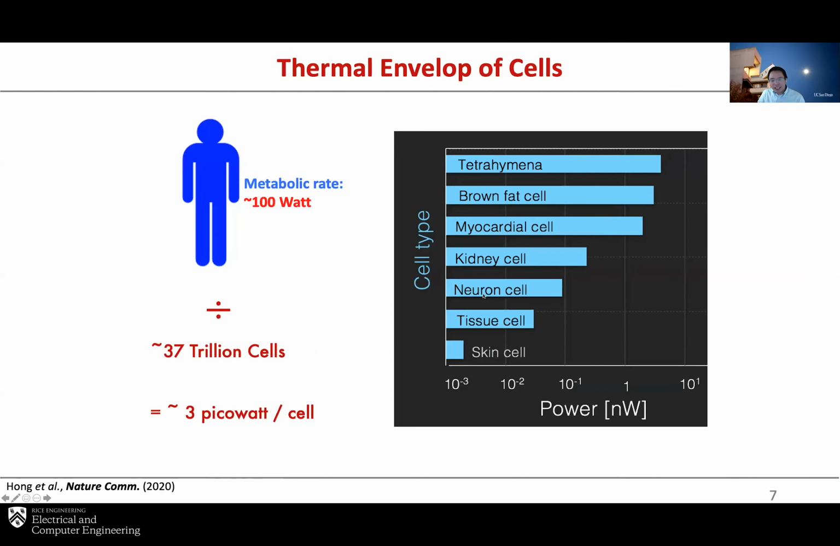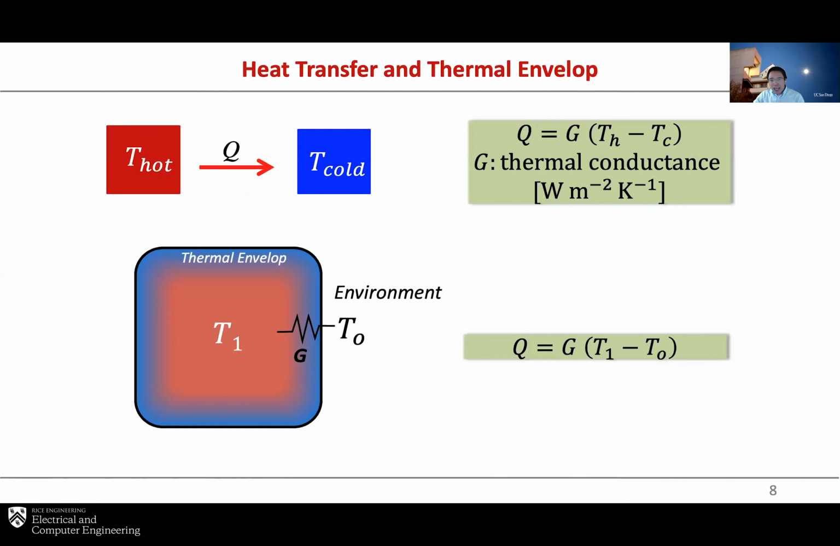Some other cells, for example, you have brown fat cells, and also myocardial cells, these are the cells in the heart. They will produce much larger heat flux, on the order of nanowatt in some of these high energy cells. Nevertheless, each cell will produce heat on the order of picowatt to nanowatt of heat flux. And this is the thermal envelope at a really small scale. So we are interested in studying heat transfer processes and sometimes even thermodynamic processes with these different levels of thermal envelopes. And certainly, this thermal envelope is highly related to heat transfer.